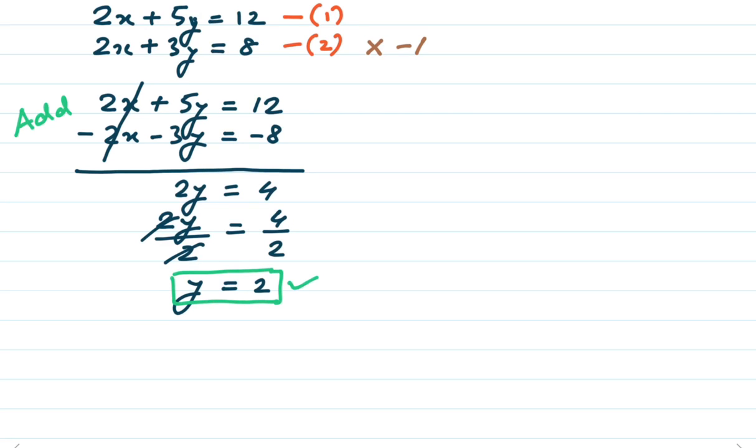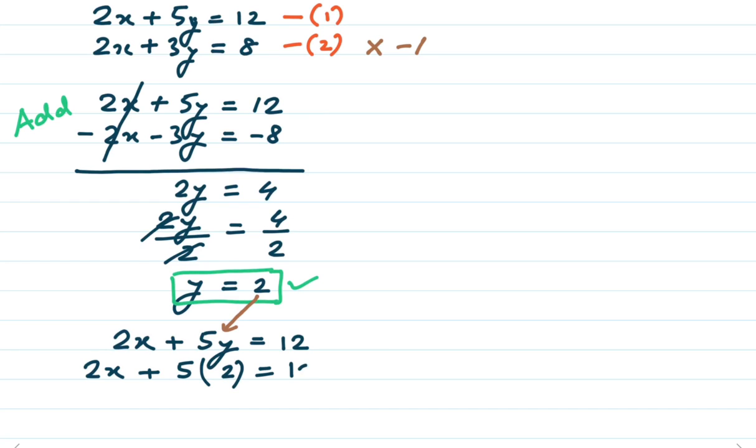Now for the x value, let me pick up the first equation, 2x plus 5y is equal to 12. And now I'm going to put the value of 2, which I just got, here in this position. So I'm going to get this as 2x plus 5 times 2 is equal to 12. That gives me 2x plus 10 is equal to 12.